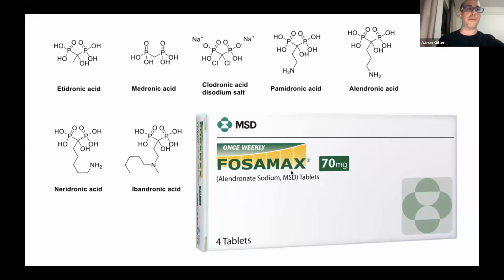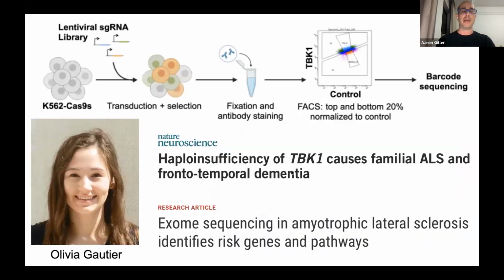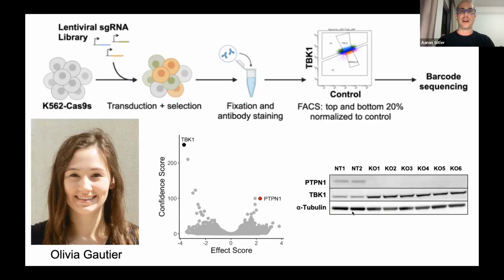We're also very excited about the prospect of using genome-wide screens for regulators of levels of ALS genes. TBK1 is one where you might not want to lower it, you might want to raise it. So Olivia Gauthier did the same screen that Garam did, but now looking for things that increase TBK1 levels, and she finds knockout of this phosphatase leads to increased levels of TBK1. So we're very excited about this type of levels-based screens.